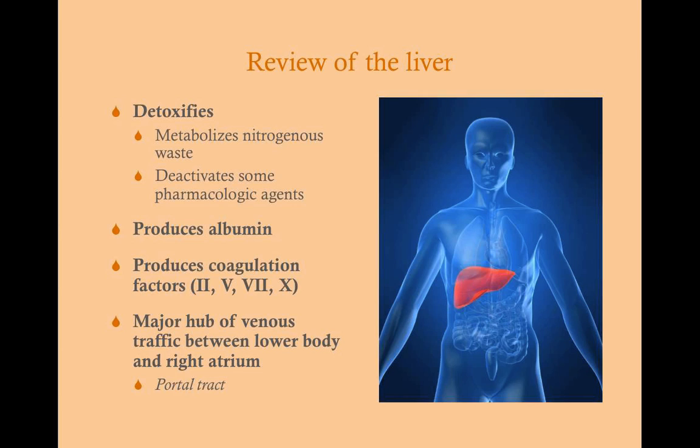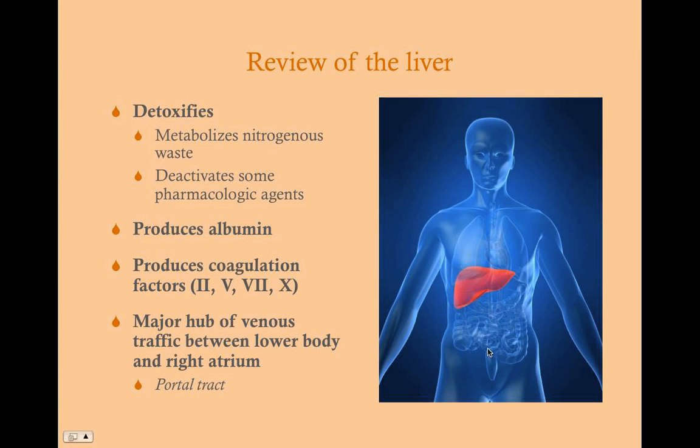So what does the liver do? Let's briefly brush up on that. So first off, it detoxifies, so it metabolizes nitrogenous wastes, generally from proteins, and it also deactivates some pharmacologic agents. The liver also produces albumin, which is the most abundant protein in the serum, and it's very important for maintaining oncotic pressure, which plays an important role in keeping off edema. It produces coagulation factors 2, 5, 7, and 10, and then it's a major hub of venous traffic between the lower body and the right atrium.